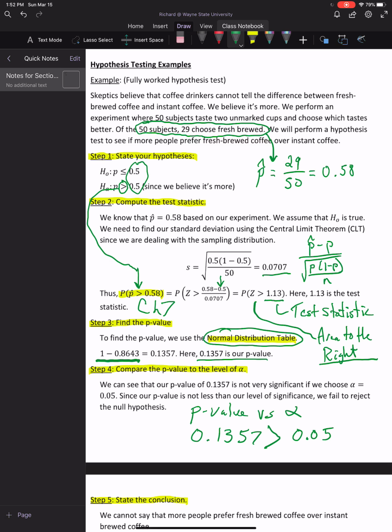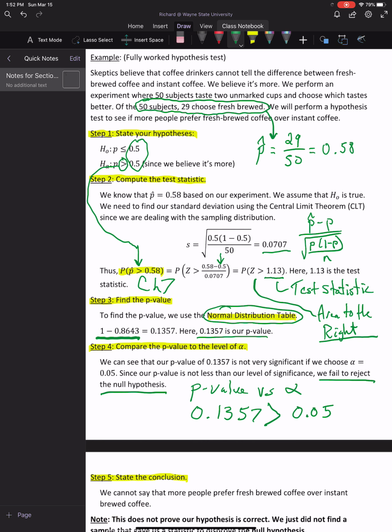Okay, so remember, in order to be significant, we have to be less than alpha. In this case, it's greater. So that's why the decision is to fail to reject the null. So again, we need that p-value to be less than alpha. That means that we have a case that's very rare to have been occurring. This one is not. It's much larger.